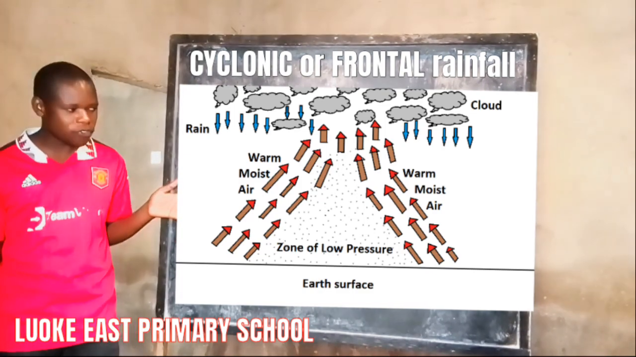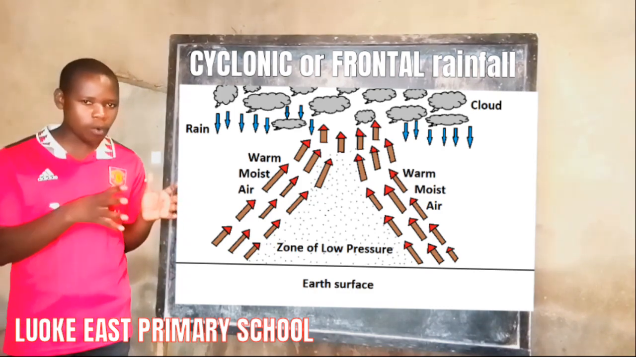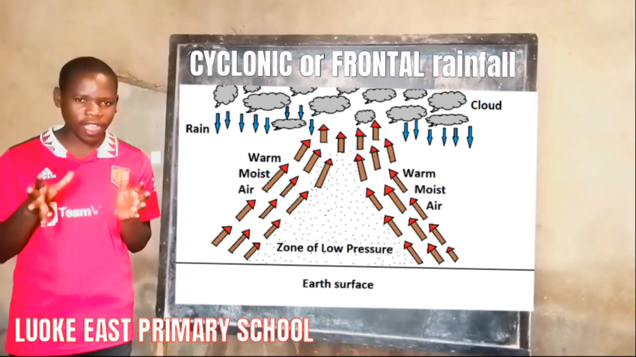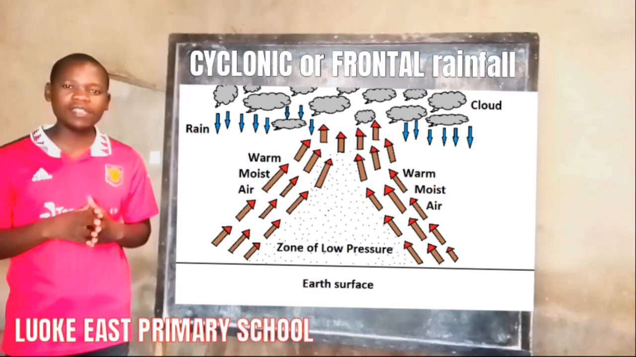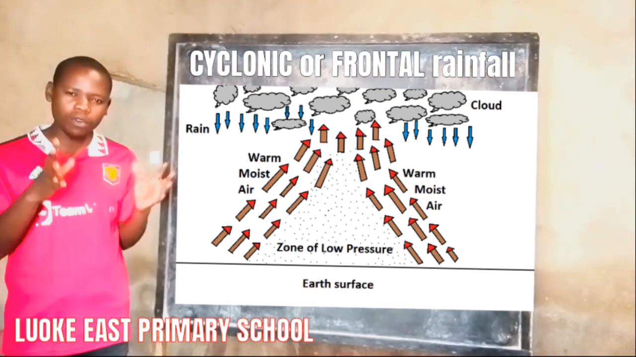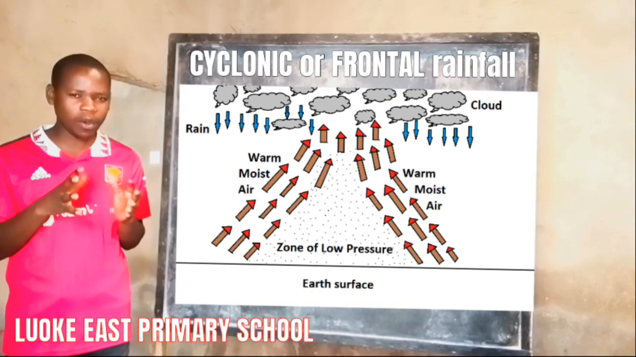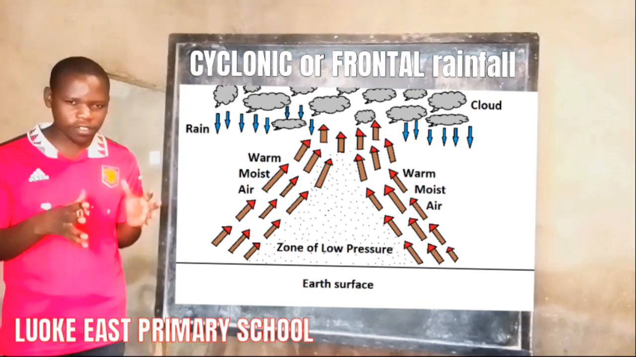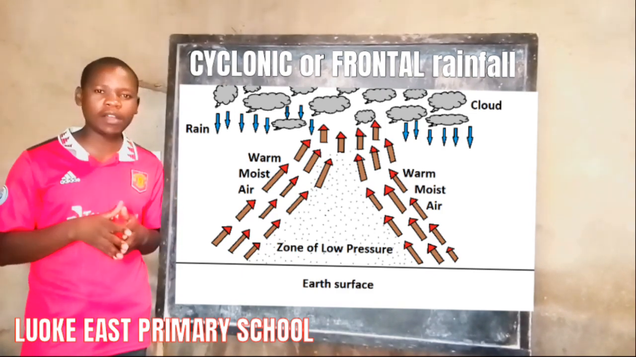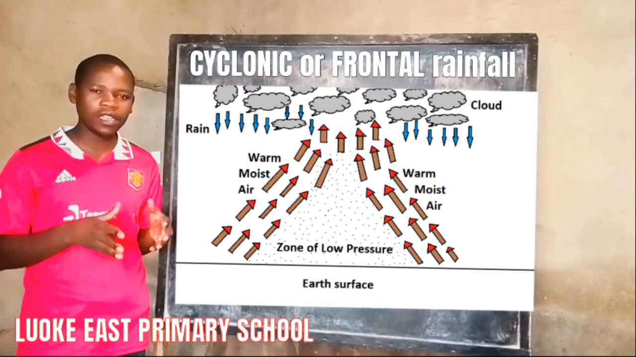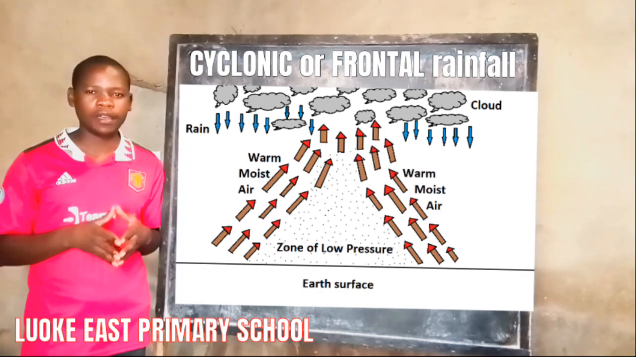This type of rainfall occurs when warm air meets cold air, then that air is forced to rise in the atmosphere. In the atmosphere, as the water condenses, it forms clouds. After clouds, the water again falls back to the surface of the earth in the form of rainfall.